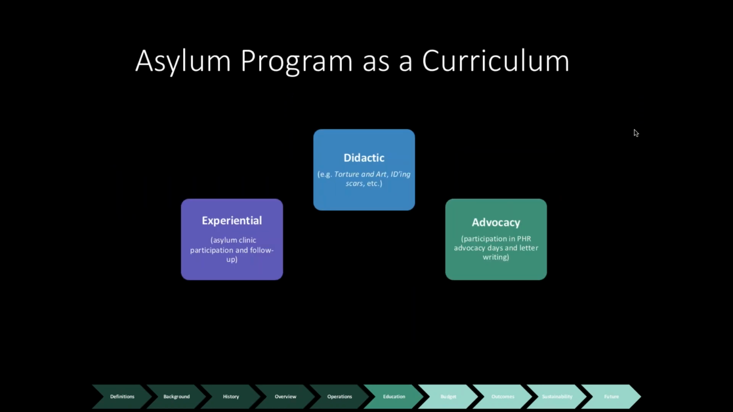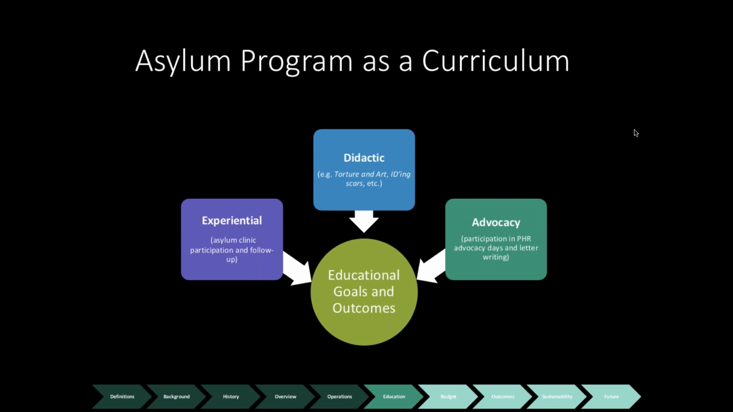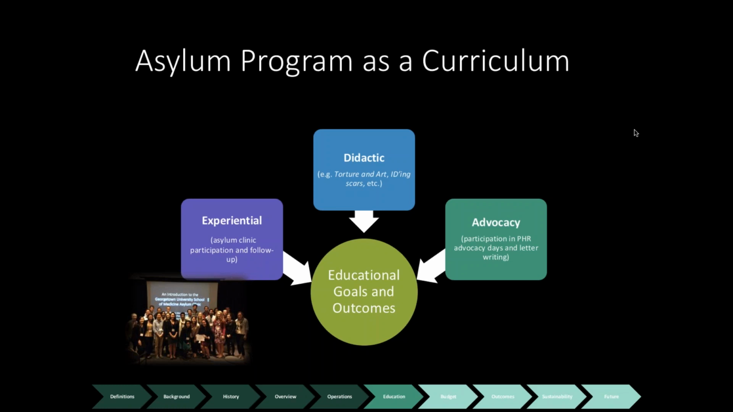So as a curriculum, the Asylum program, we think about it in terms of 3 broad streams that together work towards these educational goals and outcomes that I just outlined. So these include an experiential component wherein the Asylum program is available for participation and follow-up. This is a picture of our very first Asylum Clinic training with a number of these students who've been able to take part in our program.